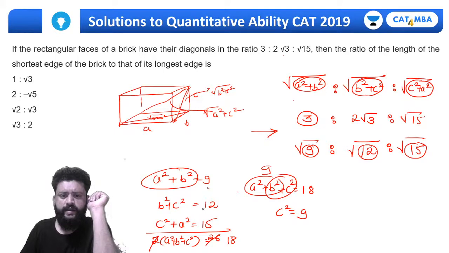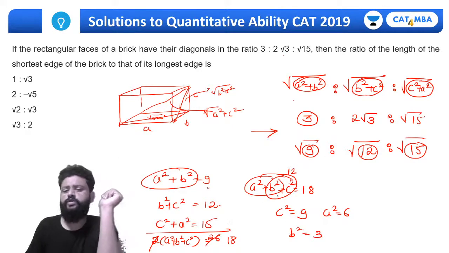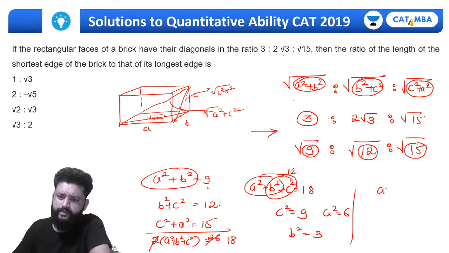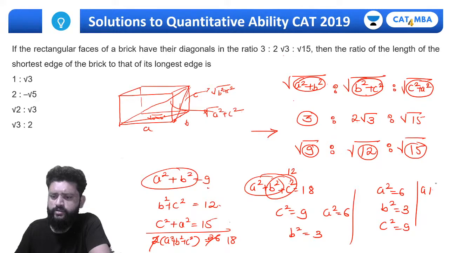Then b square plus c square is 12. If this is 12, then subtract, and a square plus c square is 15. So just by solving this you'll get this. Okay, so a square is 6, b square is 3, and c square is 9, so definitely a is root 6, b is root 3, c is 3.